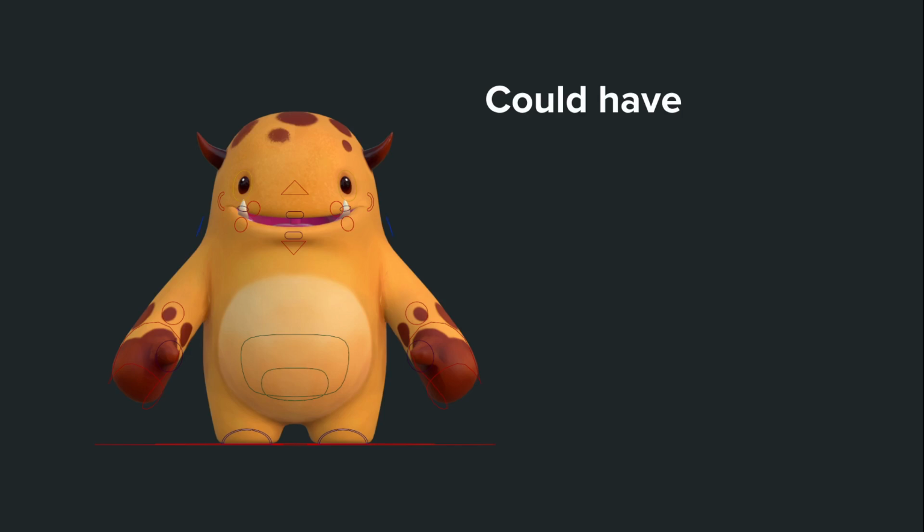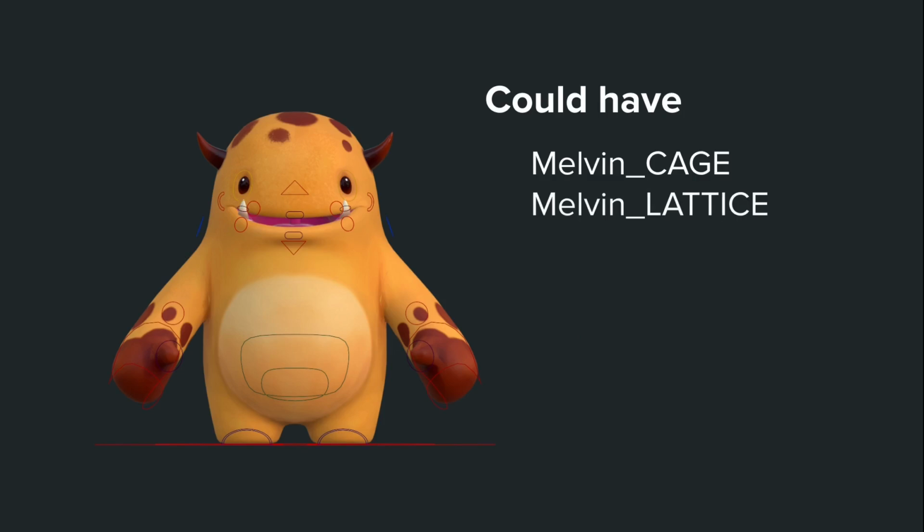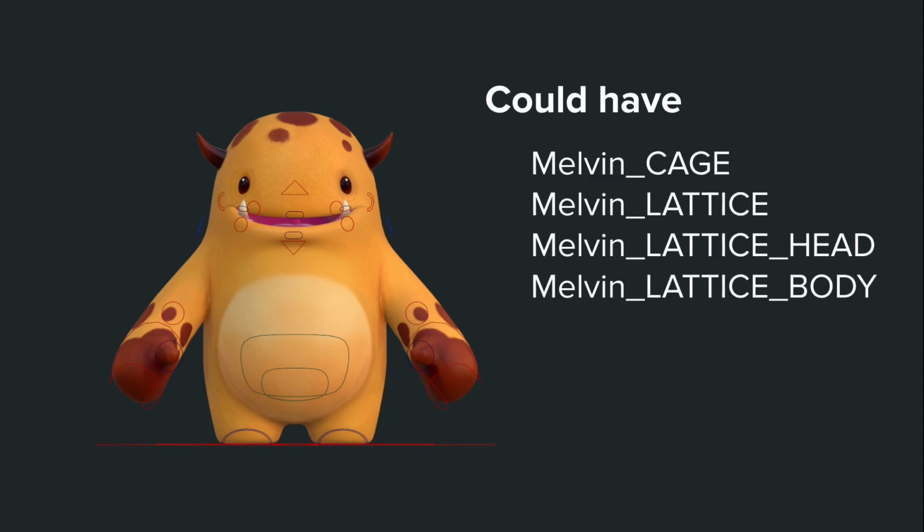Now, in this example, we only had 2 objects, but as I mentioned before, we could have many more objects that make up your rig. You could have a mesh cage or a deformation cage to help the character move. In that case, I would call it Melvin underscore cage. If you just had 1 lattice, you could call it Melvin underscore lattice. But if you had more than 1, then you would give it an extra label, but keep the names alphabetically together. So you would have Melvin lattice head and Melvin lattice body, for example. Labeling things with a suffix on the object level is my personal preference.